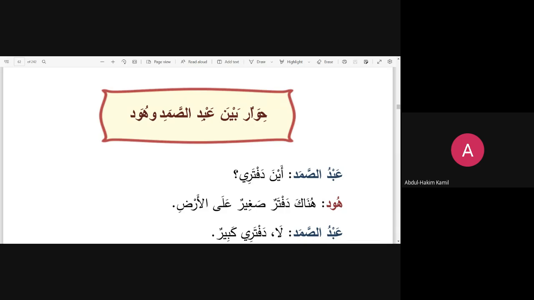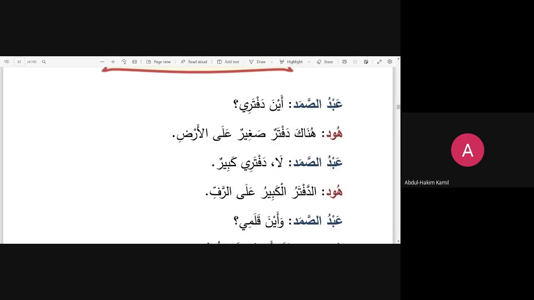What does that mean? I want y'all to pick up from this lesson: it's ma'rifa and nakira. When you have a ma'rifa, then a nakira, that's a complete sentence. If you have two nakiras, that's not complete. Daftarun saghirun, not complete. Walidun kabirun, not complete. Al-walid kabirun, that's a sentence. If it's two ma'rifas, ad-daftar al-kabir, the big notebook, is not complete. To complete it, I have to come with something else. This is what we want to pick up.